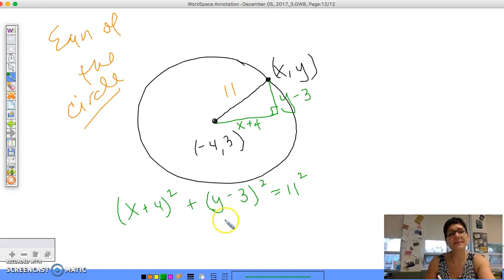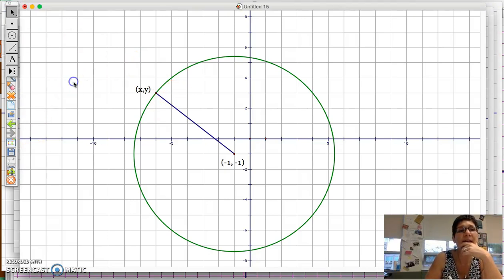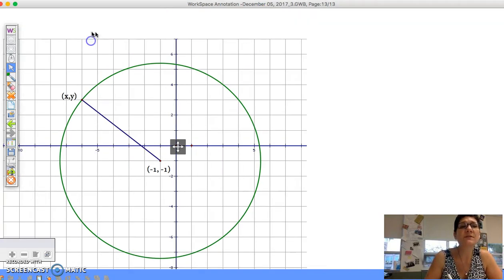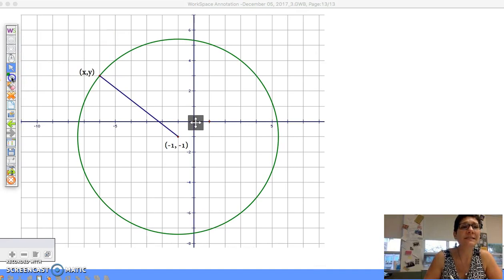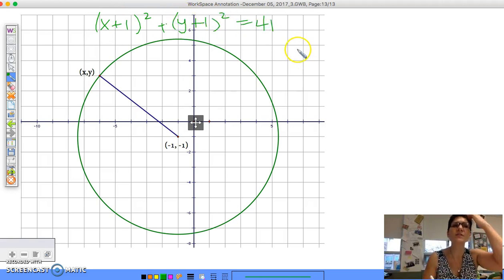Beautiful. So that, my friends, takes care of the equation of a circle. So what I'm going to do now is go back to the previous one. I'll be right back. So if we go back to this problem right over here, we know that the equation of this circle is x plus 1 squared plus y plus 1 squared equals 41, right? So that's the equation of the circle.